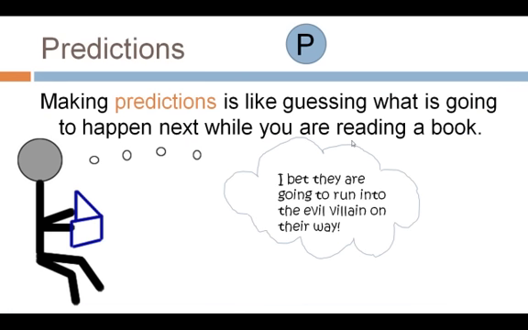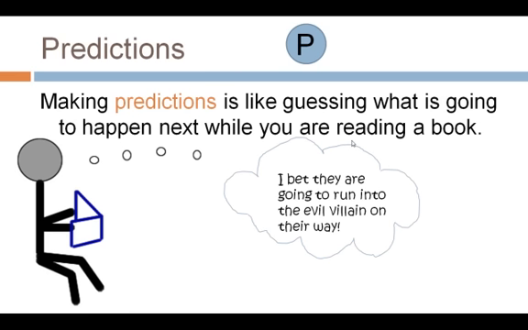The next reading comprehension strategy is making predictions. Notice our P for making predictions. Making a prediction is like guessing what is going to happen next while you are reading a book. We've all made predictions about life or things in general. Notice our graphic here. He says, I bet they are going to run into the evil villain on their way, as he's reading. That's his prediction.